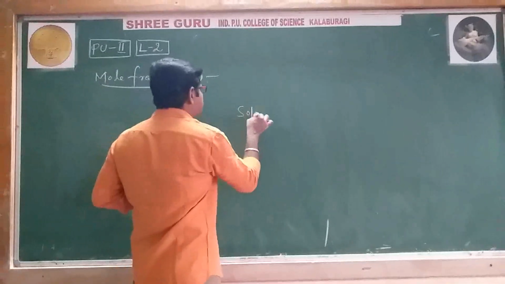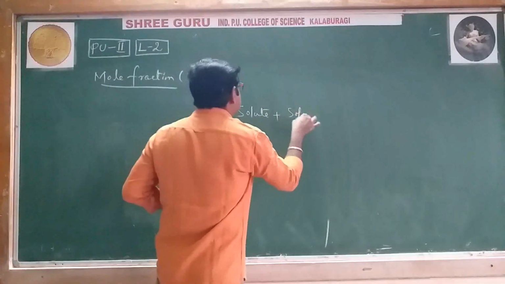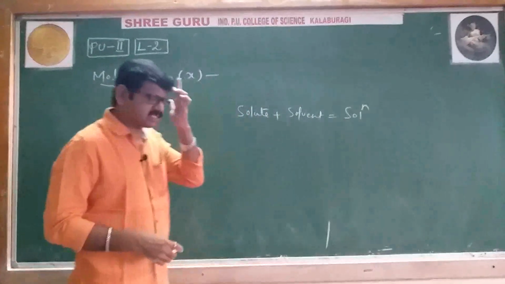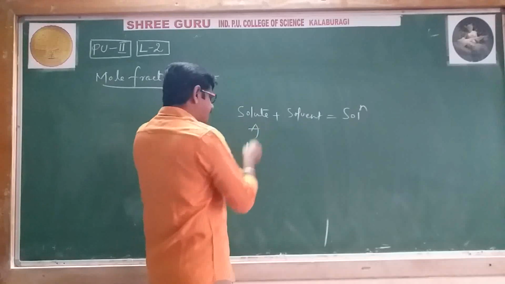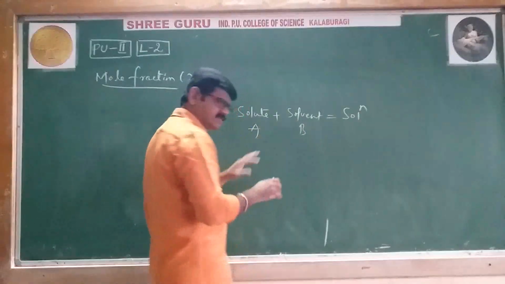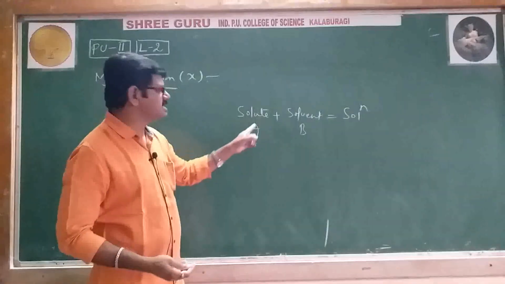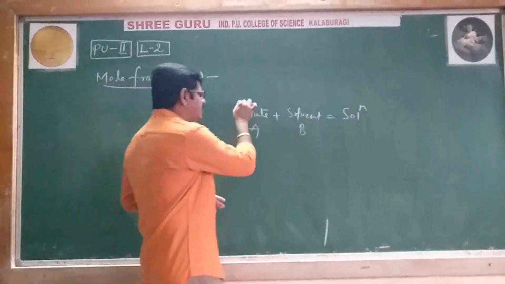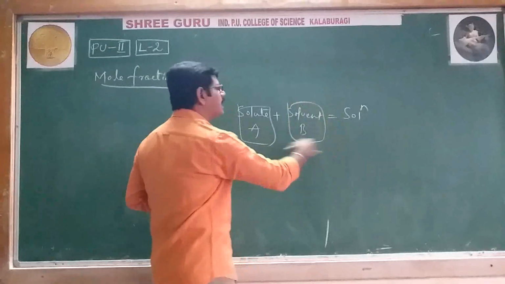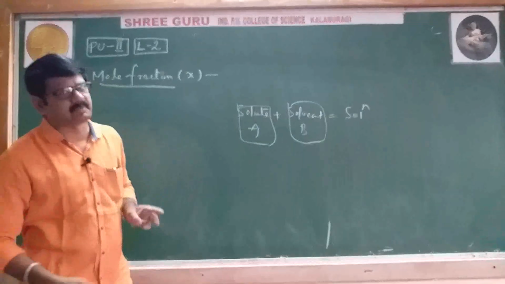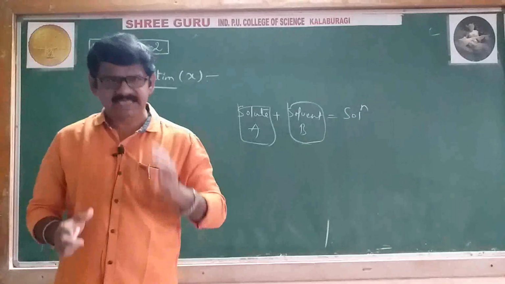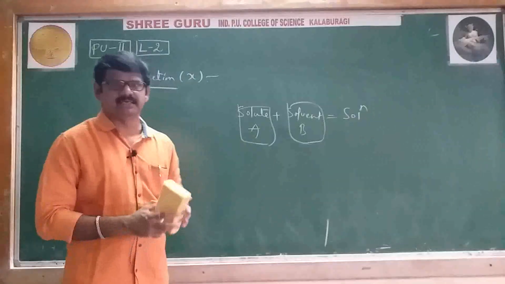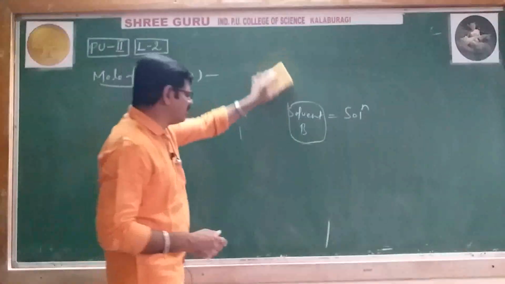In a given solution, we'll have, of course, one solute and one solvent to get a solution. Let the solute be A, and the solvent be B. Otherwise, reverse also, you can take this as B and that as A. Doesn't matter. Overall, one is an A component, one is a B component. Two components are present in our solution. Suppose, say it is a binary solution. Only two components are present, one is A, one is B. Let's see what happens. What is mole fraction?